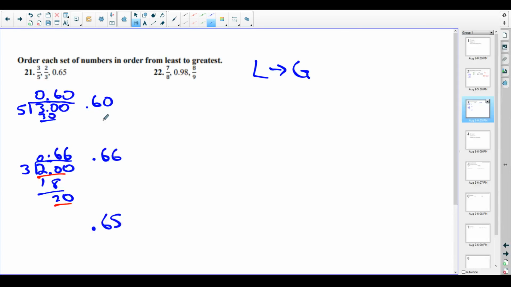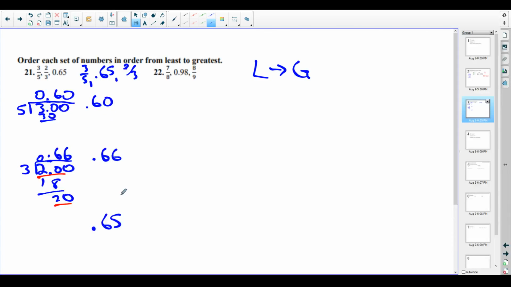So that way, I have 3 decimal answers, and then I just have to put them in order from least to greatest. So the smallest one is 0.60, so that's 3/5. The next biggest is 0.65, and the biggest of all 3 is 0.66, which was 2/3.